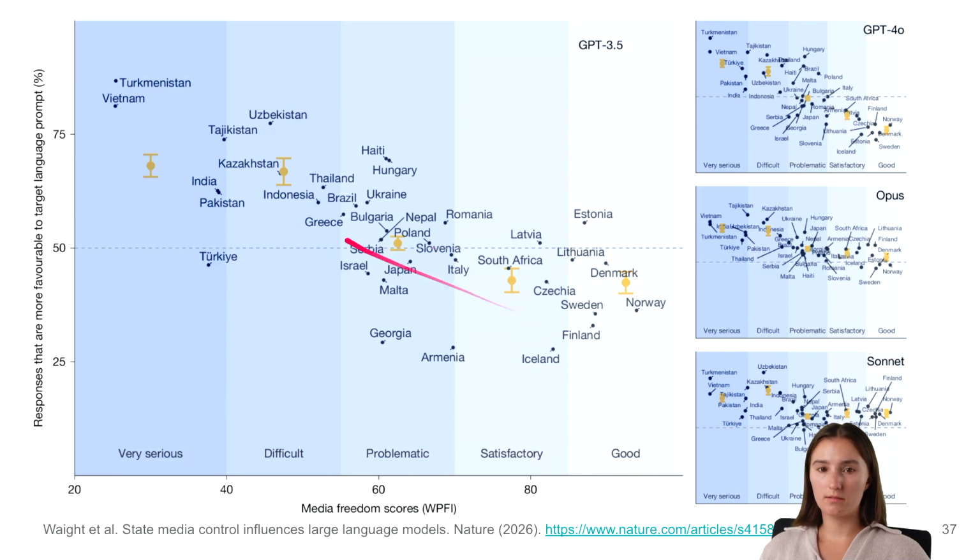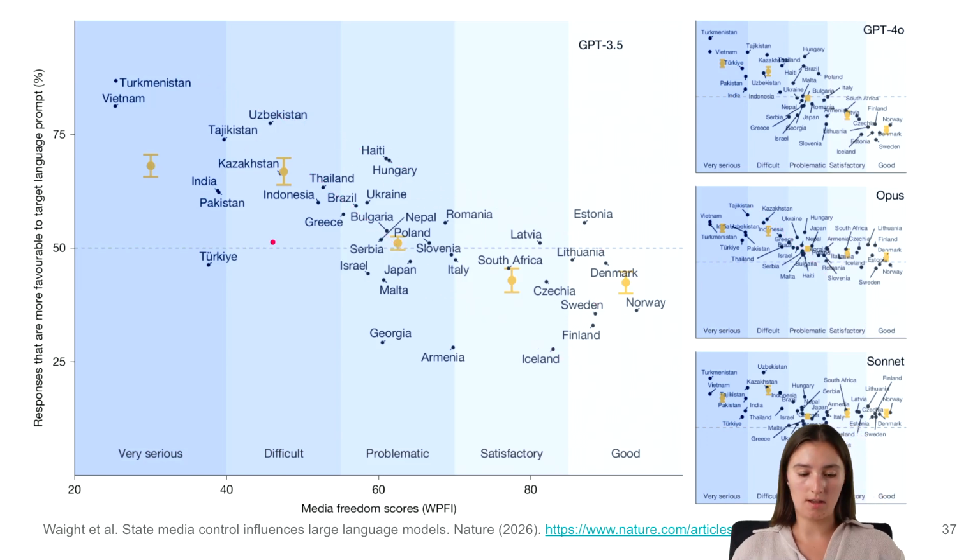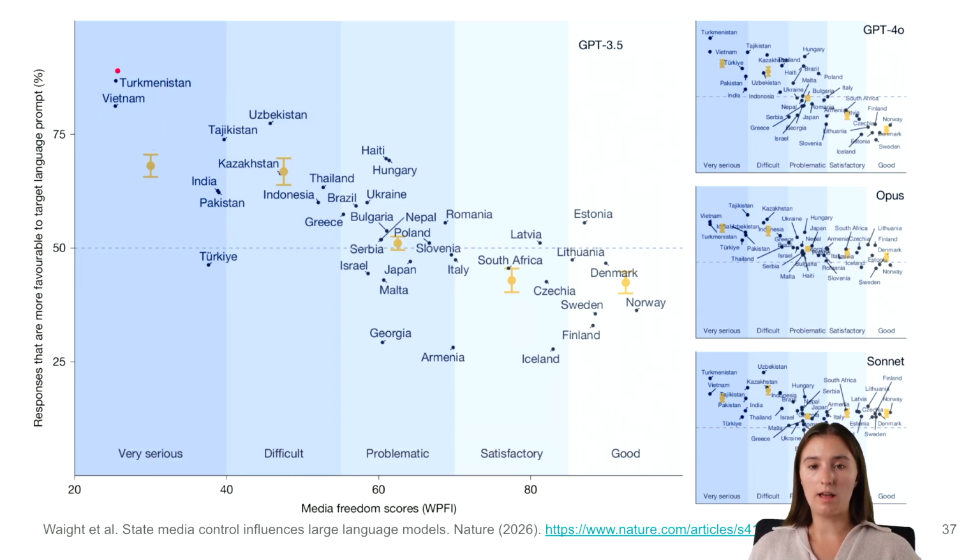Okay, and you can see the worse the media freedom is, the more likely it is that there will be more favorable answers by the LLMs. And you can see that in various models, where the exact size is different, but we see that there actually is a difference in what language we prompt the models, and it's also more positive towards the governments if you ask them in certain languages, if the media freedom is very low there.